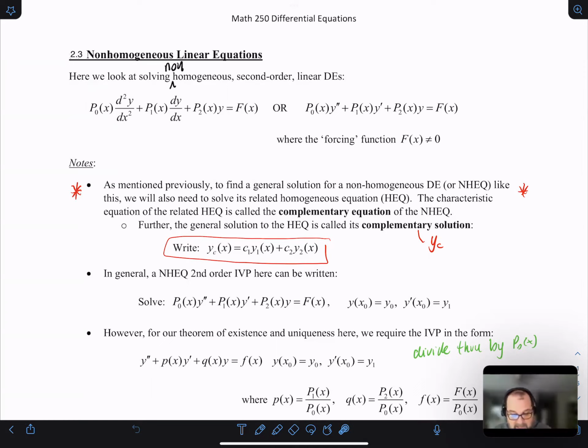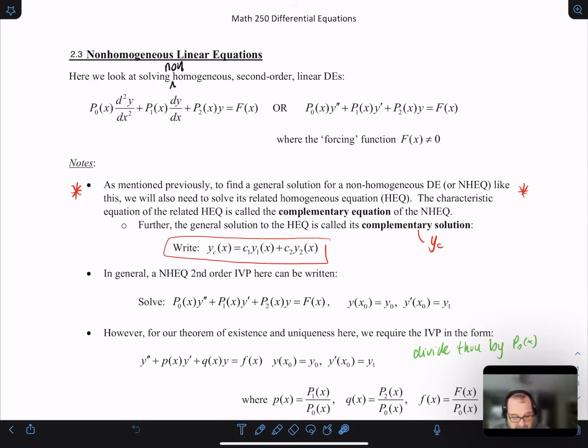So in general, non-homogeneous means we have a function f of x here on the right-hand side that is non-zero. Again, this is sometimes called the forcing function, and we will talk about why that is called that later in the course. But basically, we're looking at a general second-order differential equation of the form like this. Now, as mentioned in the previous section, we do need to solve HEQs, homogeneous differential equations, in order to solve the non-homogeneous ones.